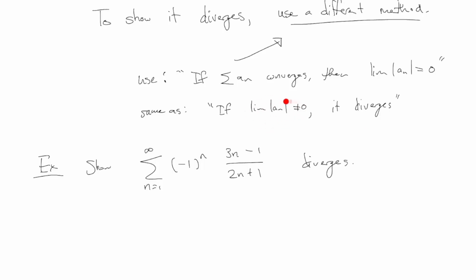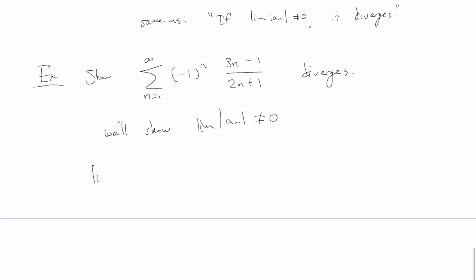I'm going to show that the limit of the absolute values is not 0. All right, so we'll show the limit of the absolute value of an is not 0. The absolute value is very convenient for us because taking the absolute value of this will kill the alternating sign, and then everything becomes a lot easier to understand. So in this case, the limit as n goes to infinity of the absolute value of an. An is just the entire thing, right? This part without the sign we call the bn, but here I'm talking about the whole thing.